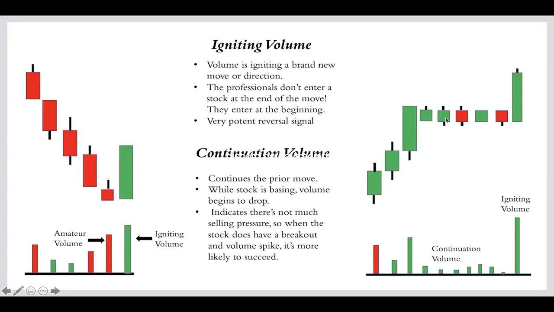What you want to see during that base is very low volume. It indicates that there's not that much selling pressure. So when the stock does have a breakout and that igniting volume, it's more likely to succeed, right? So you don't want to see high volume during a base. You want to see very low volume during a base, because that is continuation volume.